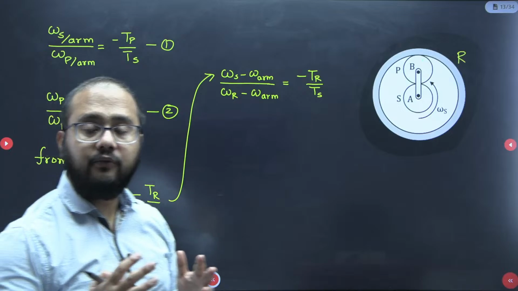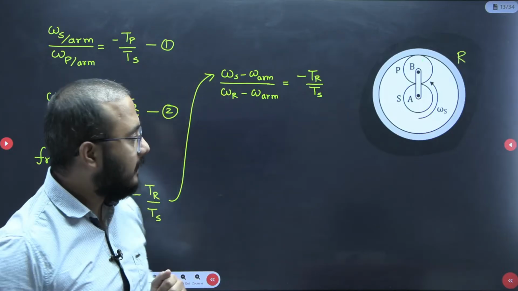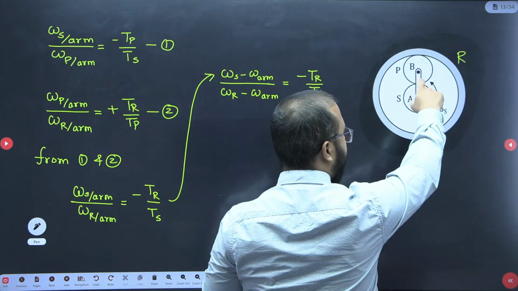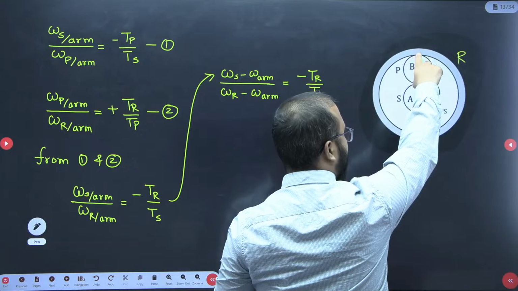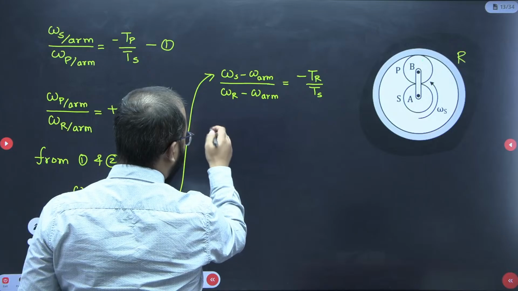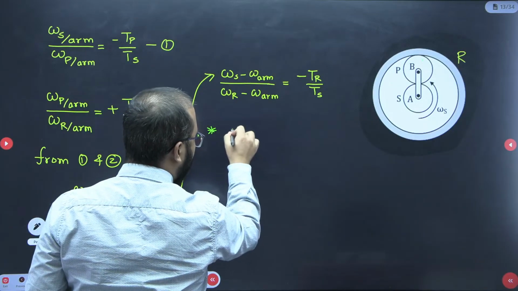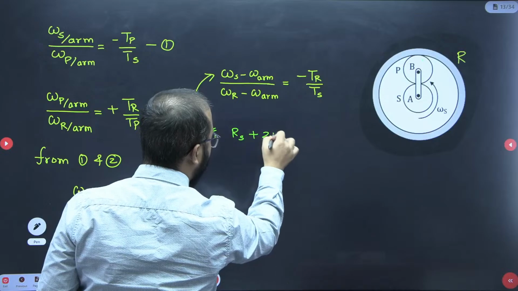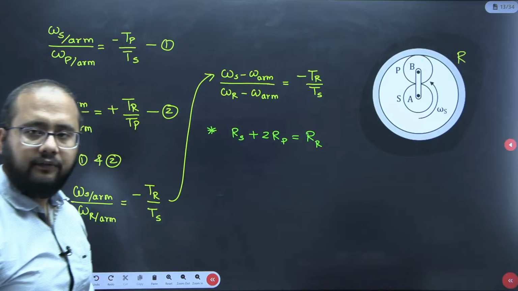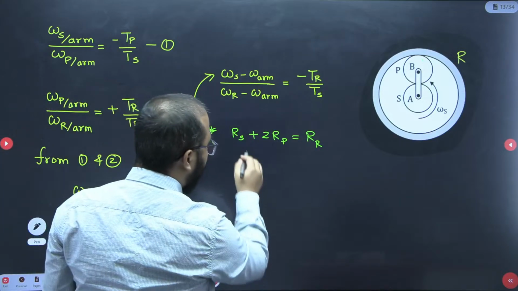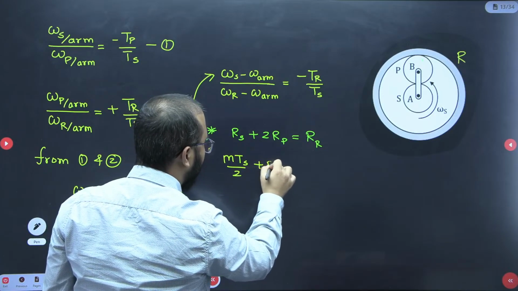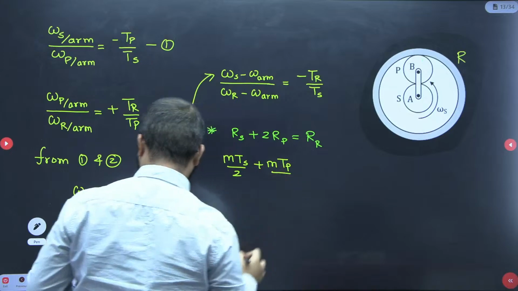So let us observe the gear train more closely. What point can I write here? Radius of sun plus diameter of planet equals radius of ring. Now look here, everyone. Radius of sun gear plus twice the radius of planet gear equals radius of ring gear. Fine. Radius of sun gear is M TS by 2, plus twice M TP.